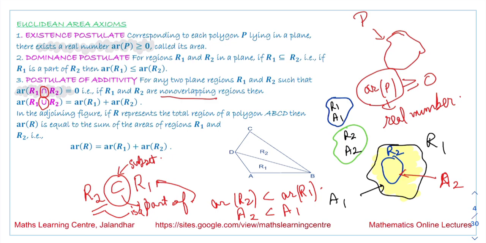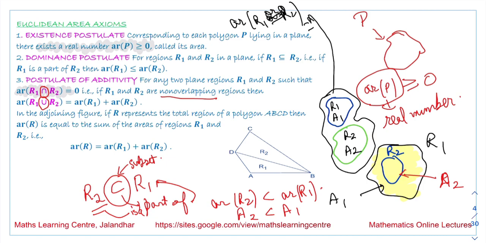If we consider the area of R1 union R2, then it is just the sum of these two areas. That is, we are talking about the area of both these figures together. The total area will be A1 plus A2. So if we have two different non-overlapping regions, one with area A1 and the second with area A2, then the total area will be A1 plus A2.